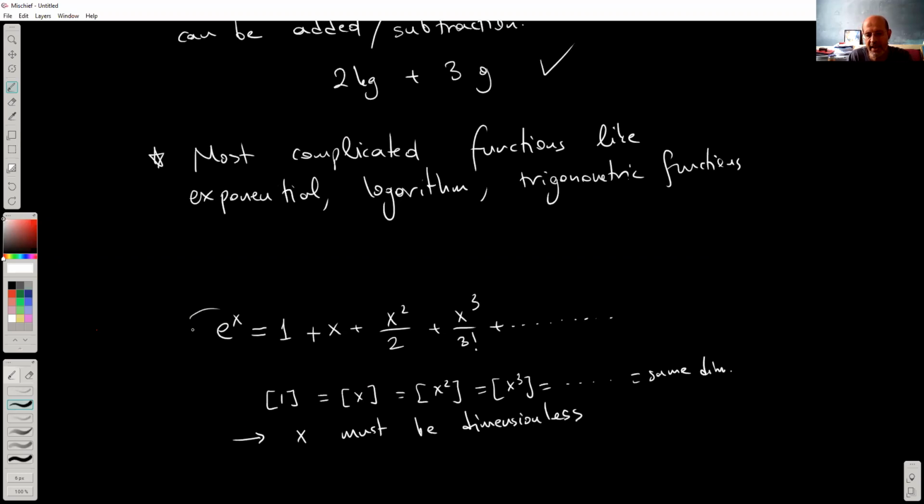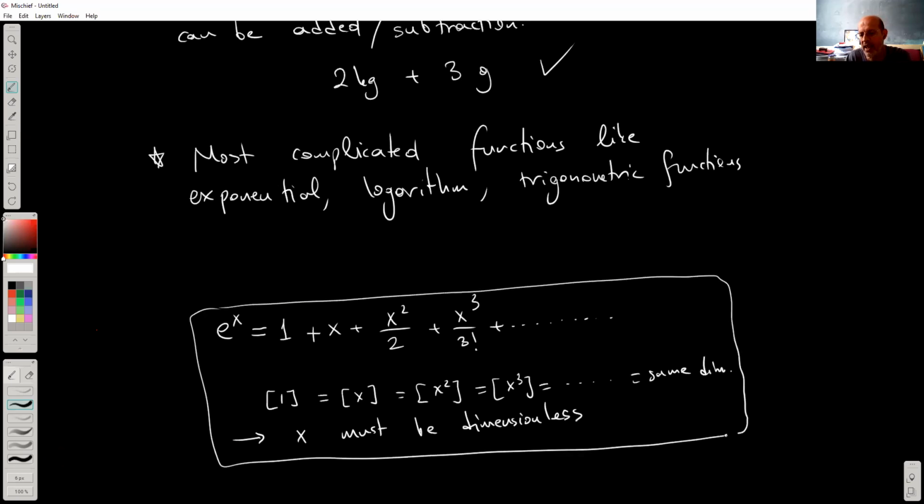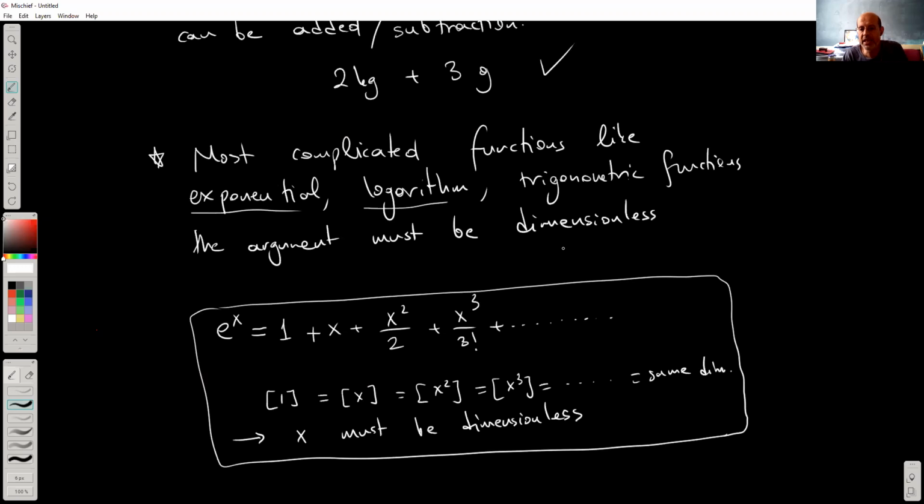Okay, so that's the idea in here. I can use this kind of argument for all of these functions. Most complicated functions, like the exponential function, the logarithm function, and the trigonometric functions, the argument must be dimensionless, right? There is no meaning of writing a dimension inside the arguments of these functions.